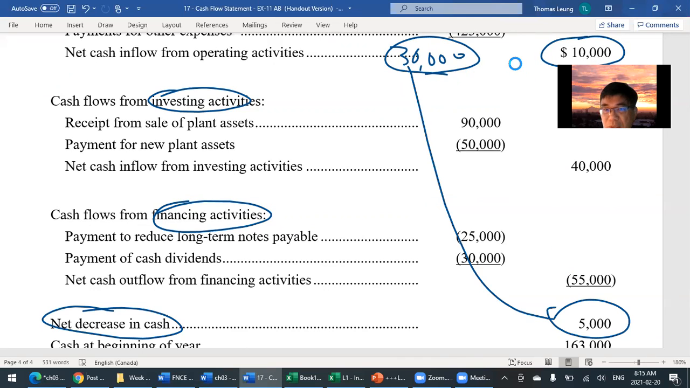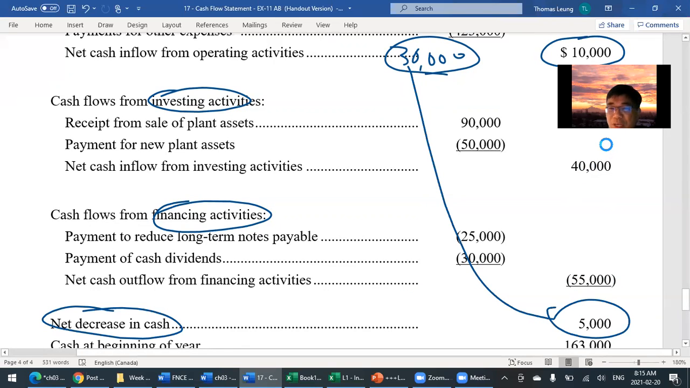When I made a profit of $30,000, I got only 10,000 in my pocket. Then I got extra money for selling my investment, but I need to repay money. So therefore, I have a minus in my cash position. So do you think you know more?